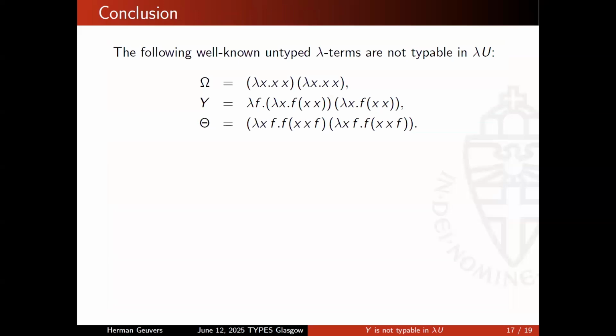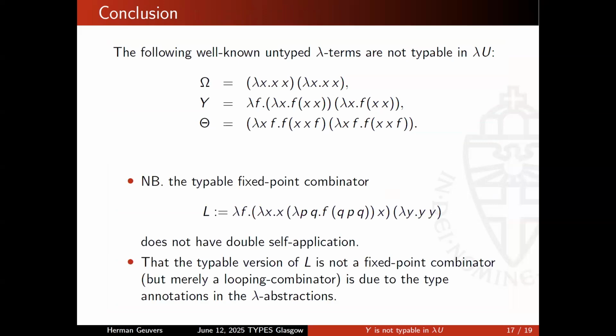Okay, so that's the conclusion. I just in time came to the conclusion. The following well-known terms are not typable in lambda u. And this thing, my favorite fixed point combinator, is typable in lambda u. Actually, that's the one you get from Herken's paradox. And you see it does not have double self-application. You see a self-application here, and this thing looks a little bit suspiciously like self-application, but it's not. If you look at the fully typable term L, it is really a looping combinator. And the looping is really due to all kinds of information in type labels exploding, basically, so that the type labels get bigger and bigger and bigger. So computationally, it's really this thing.